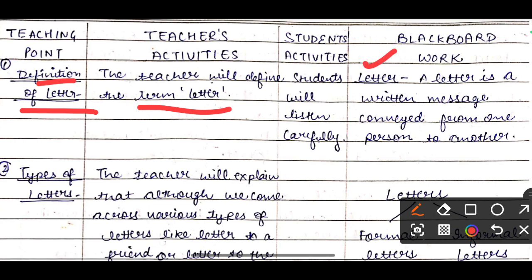We'll write: a letter is a written message conveyed from one person to another. And what are students going to do? We'll write it over here in the students' activities column. So we'll write: students will listen carefully. Okay. Next teaching point is types of letters.